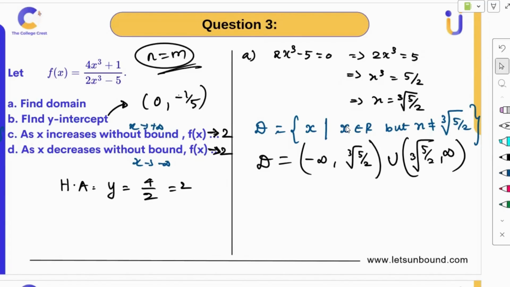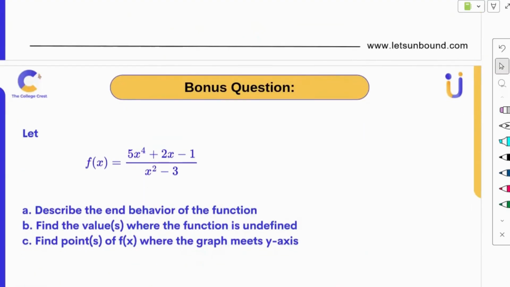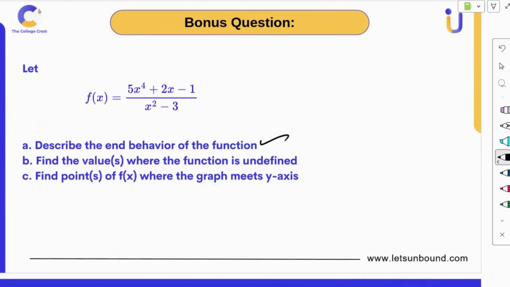That's it. We solved all 3 questions here. So I hope this is clear. And of course, I have a bonus question too. Here we go. End behavior. Find the values where it goes undefined. Find the points where the graph meets the y-axis. Right? So do answer these in your comment. Do drop it in the comment section.